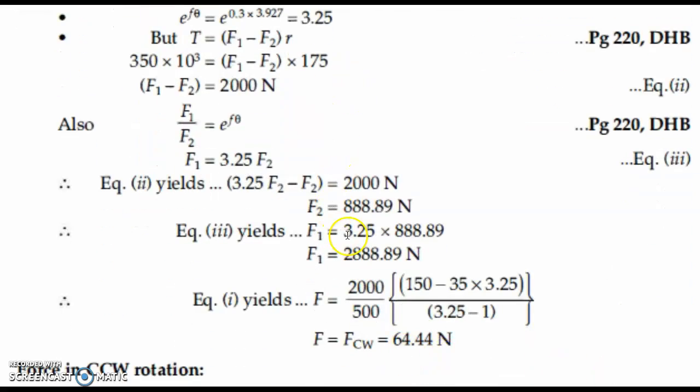F2 will become 888.89 Newton and F1 will become 2888.89 Newton. If we substitute the value of F1 and F2 in the first equation, not the general equation, then we will get F is equal to 64.44 Newton for the clockwise direction. That is for the clockwise rotation in this figure, but in our data book it is the equation for the anti-clockwise direction, because in our data book the fulcrum is situated on the bottom side, but in this question the fulcrum is on the top side.